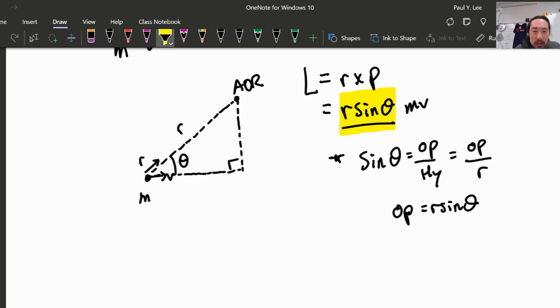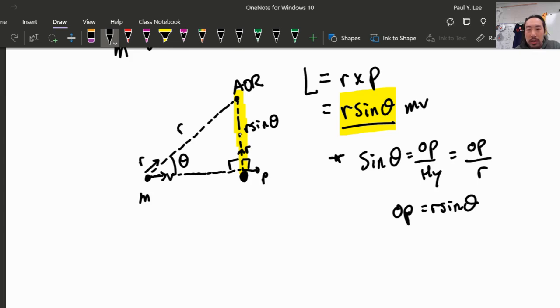And r sine theta is right there. This is r sine theta. And if you remember, the important thing about that length of the triangle is r sine theta is the r when the object is right there. Okay. Now, if I were to give you more details, r sine theta is the distance r when the object's radius and momentum are at a 90-degree angle.